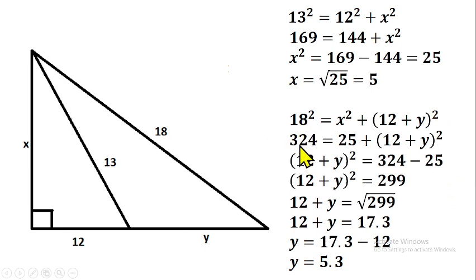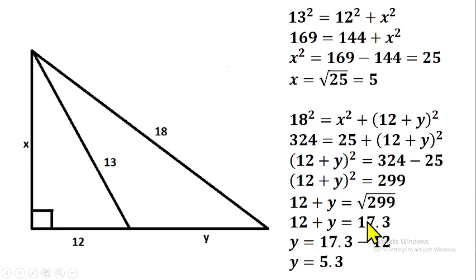Then 18 squared is 324. Our x squared here is 25, or if we put x to be 5, then 5 squared will give us 25, plus 12 plus y all squared. From there, you can collect like terms. This 25 comes here. You have 12 plus y all squared left, equals 324 minus 25. That will give us 299. Then how do we get rid of this square? You can take the square root of both sides.